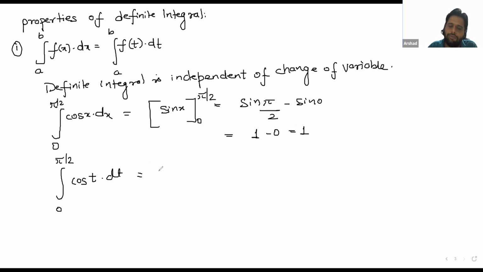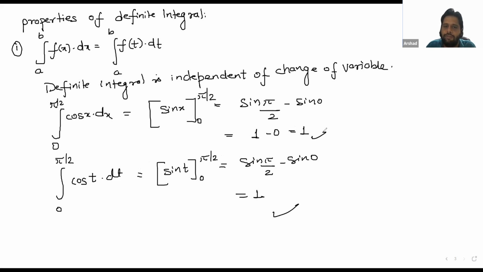We will check this. Integral of cos t is sin t. Limits is 0 to pi by 2. Here we get a sin pi by 2. Here we have a 0. So we get a 1 here. Okay. So you can see in both the cases, the answer is same.